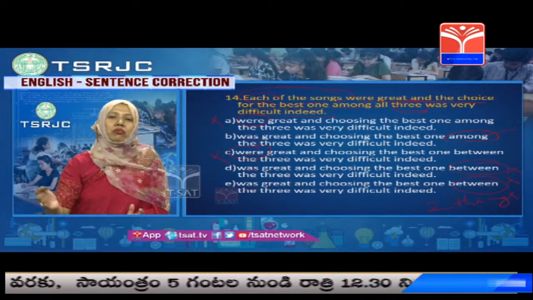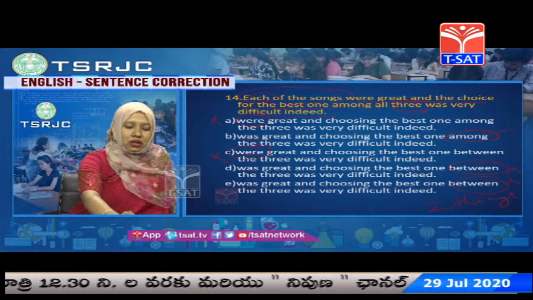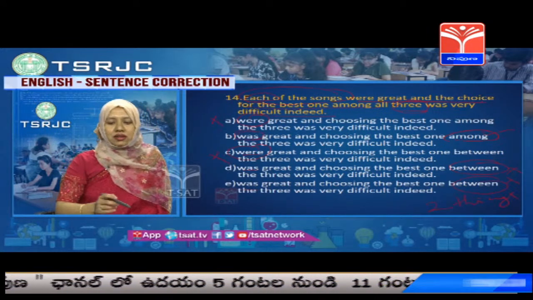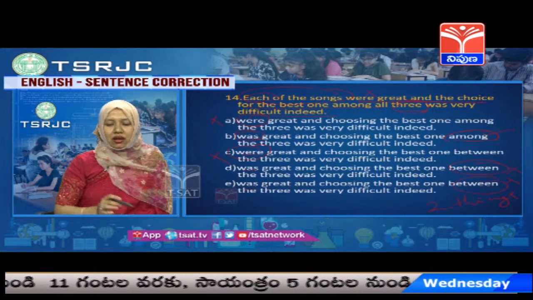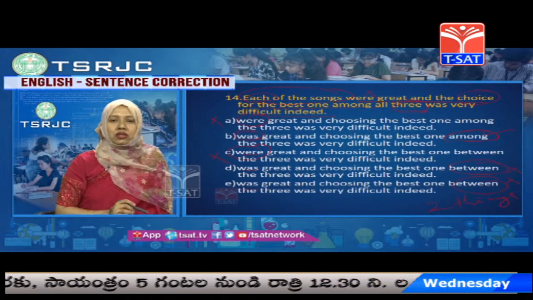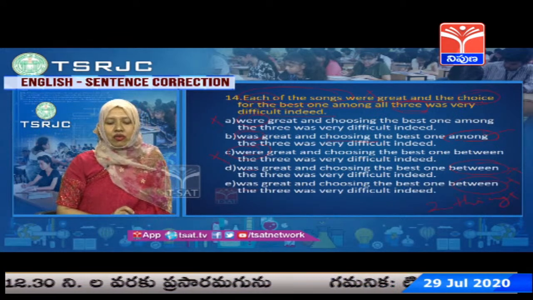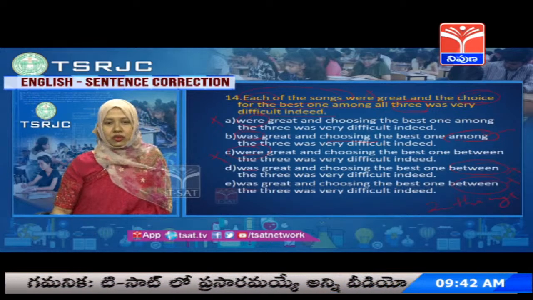Among is used for many. When we have a choice of many things, we use among. So there is a mistake of verb. Were great is wrong here. It should be was great, and the choice also is wrong here. It is choosing the best one among all the three was very difficult indeed. B is the correct option.